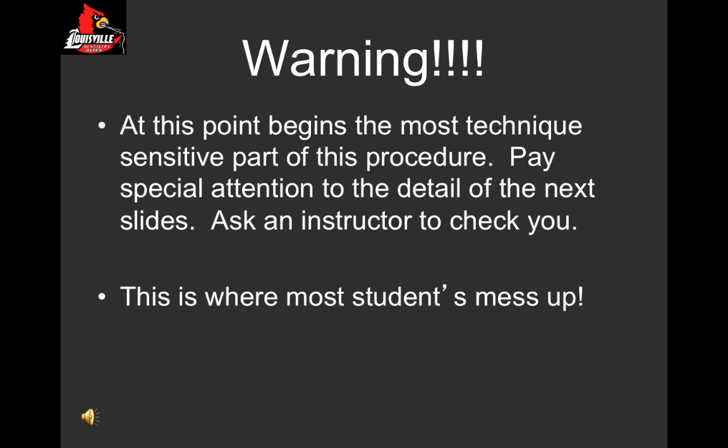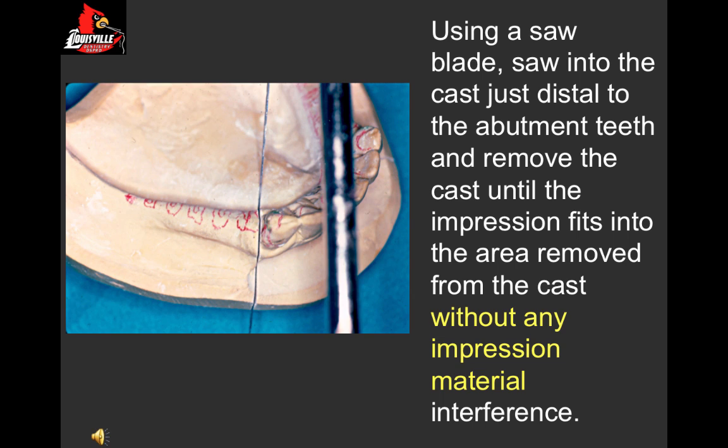Pay very special attention to the detail of the next few slides, and you have to pay very strict attention to detail when you're performing this in the laboratory. Using the saw blade like the one that you use for FPD, saw into the cast just distal to the abutment teeth and remove the cast until the impression fits into the area removed from the cast without any rubber base interference.